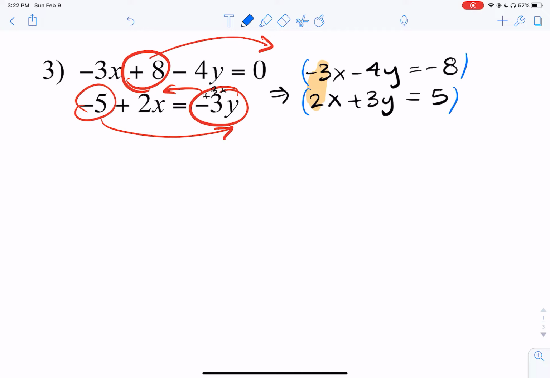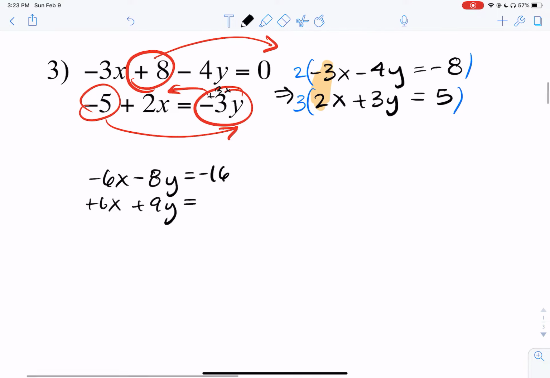So if I eliminate the x's, multiplying the top equation with 2 and the bottom equation with 3, we end up with the following. We end up with negative 6x minus 8y is equal to negative 16, and positive 6x plus 9y is equal to 15.